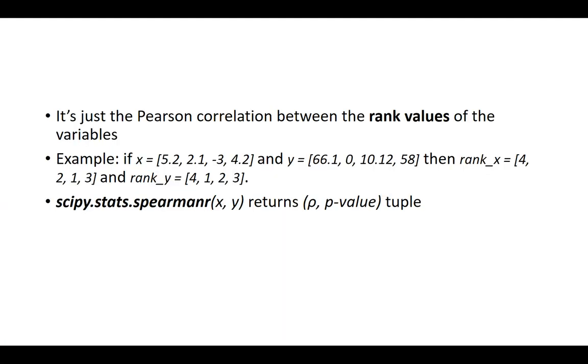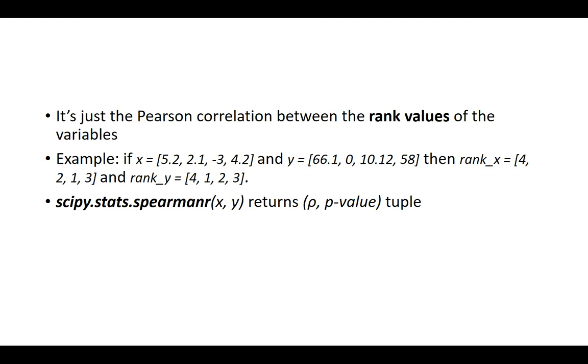Now, I said that this test is based on the ranking of the values, so let's try to explain what exactly it means. Let's say that we have just 4 data points with the following x and y values that you see here. Then the ranking is simply to order these numbers from lowest to highest. In the case of x, the ranking is 4, 2, 1, 3, meaning that the first value, 5.2, is the highest, so it gets 4. The second, 2.1, is the second lowest, so it gets 2. Minus 3 is the lowest, so it gets 1. And 4.2 is the second highest, so it gets 3.